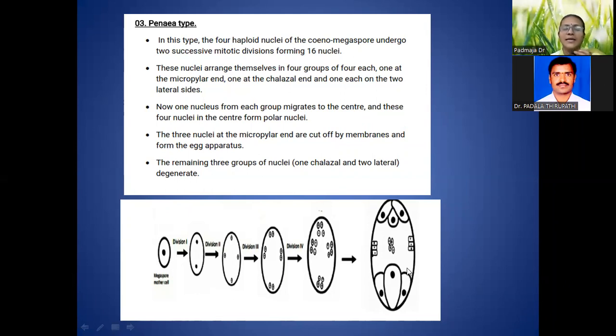Now the embryo sac contains only the fertile structures: after syngamy the zygote is formed, and after the double fertilization the endosperm is formed. That is the pentaploid condition of the embryo sac seen here.